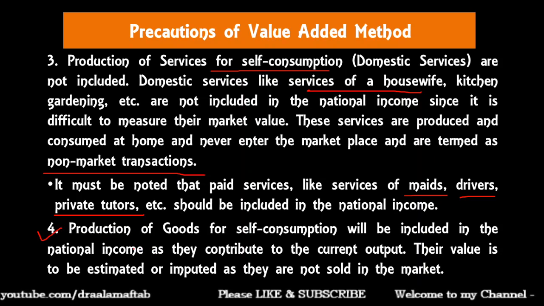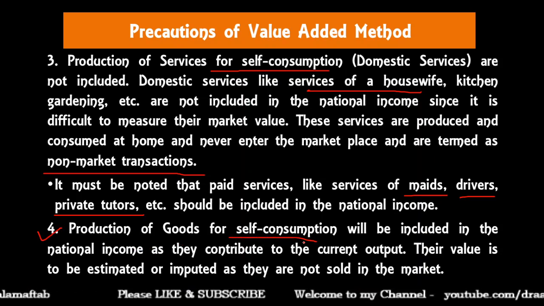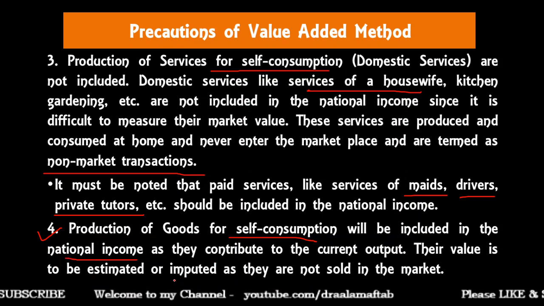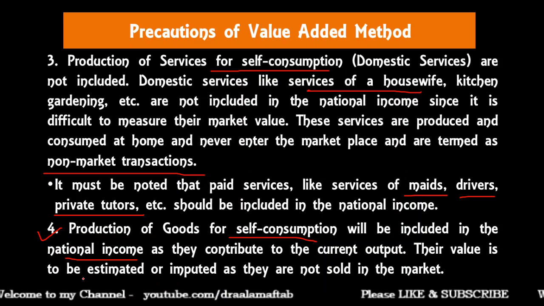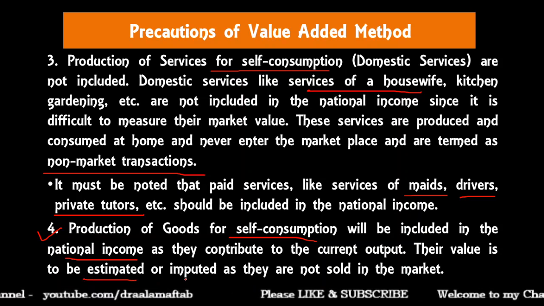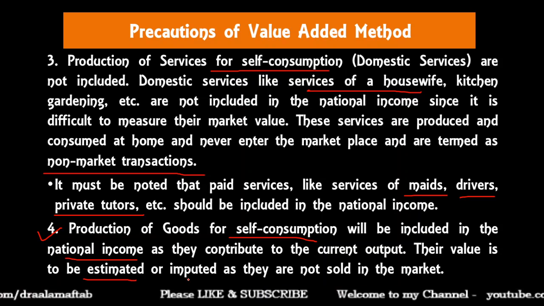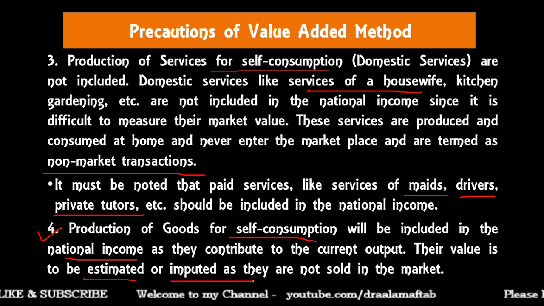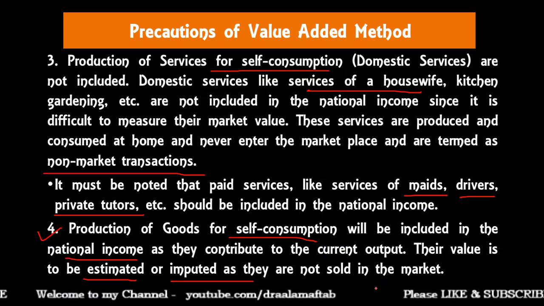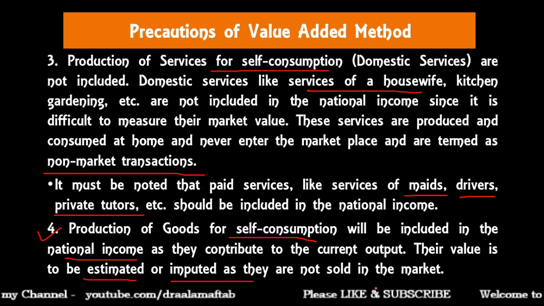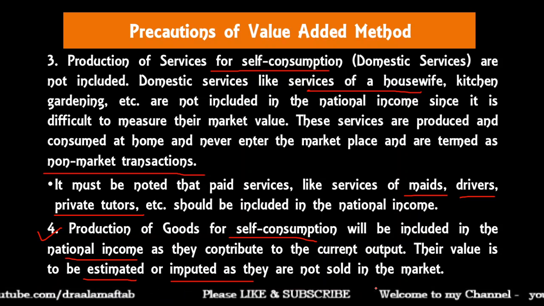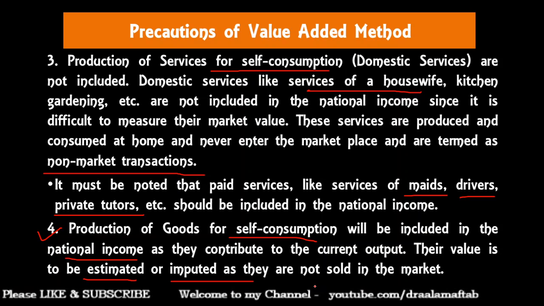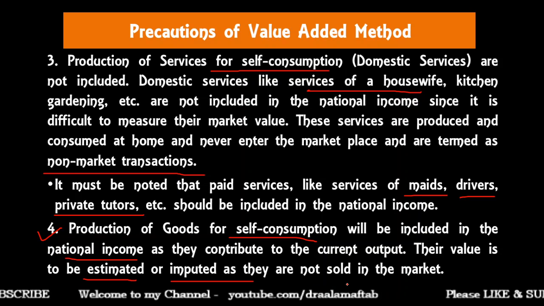Fourth one is production of goods for self-consumption must be included while calculating national income, because you need to estimate the value of the non-market goods which are produced for self-consumption. Millions of farmers are there in the economy who are producing food grains for themselves. They do not take it to the market, they don't sell it, they don't have enough surplus to sell. So that estimation must be done and should be included in the national income.